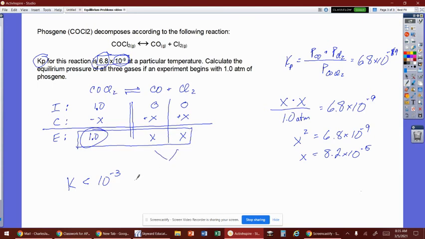Each of these, there, and I said molar again, you see? 1 atmosphere. Each of these, the carbon monoxide and the chlorine partial pressures are going to be 8.2 times 10 to the negative fifth atmospheres. All right, hope that helps. Good luck.